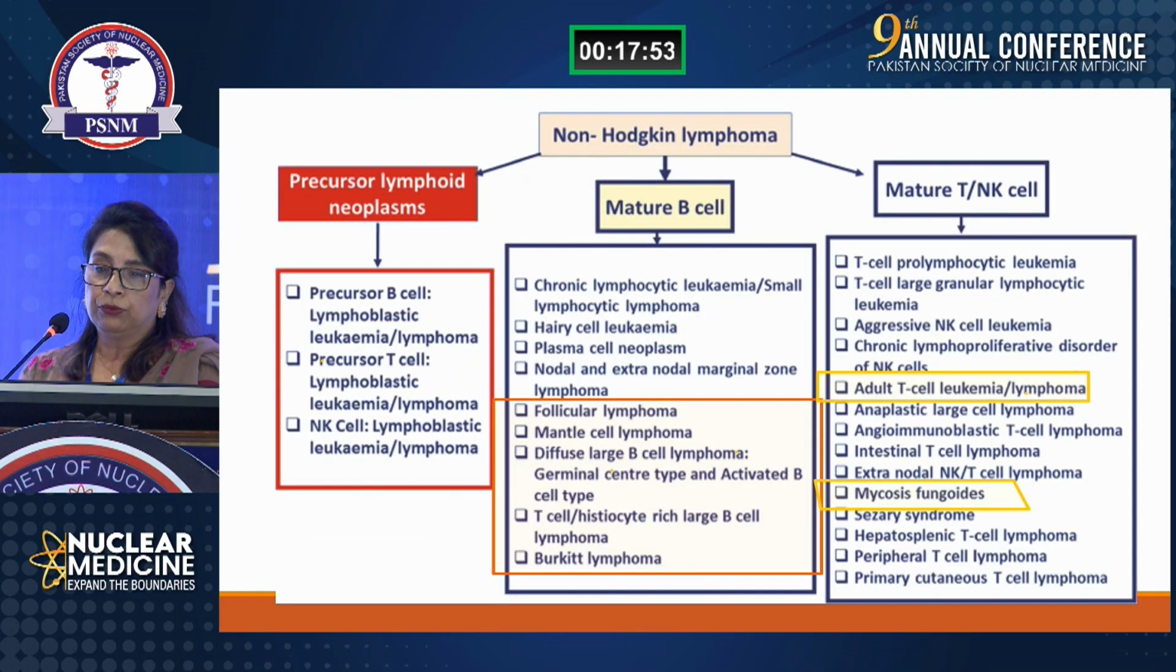The non-Hodgkin lymphomas have three main types, but within these there are many subdivisions which you can see. The more important ones are the ones which have been highlighted, which include DLBCL, the follicular lymphomas, Burkitt's, the adult T-cell leukemia or lymphomas, and mycosis fungoides.